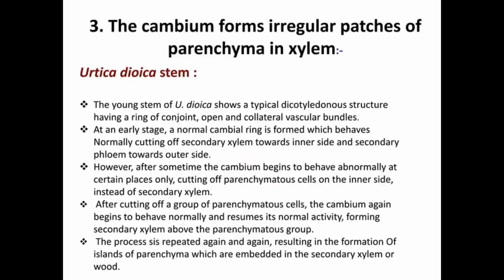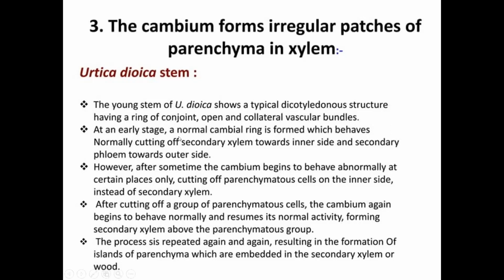So next, the cambium forms irregular patches of parenchyma in xylem. So here the cambium forms the irregular patches of parenchyma. An example for this is Urtica dioica. The young stem of Urtica shows a typical dicotyledonous structure having a ring of conjoint, open and collateral vascular bundles. So generally it contains conjoint, collateral and open type of vascular bundle.